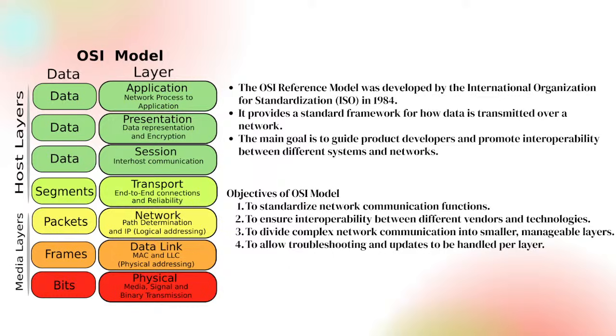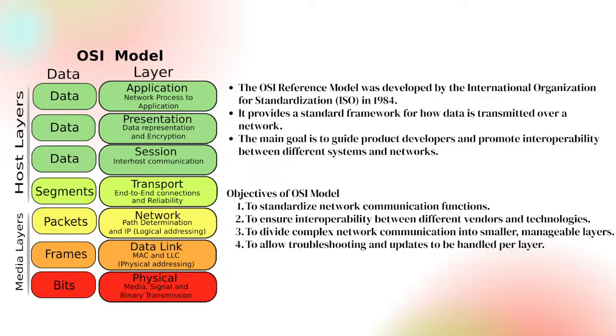Okay. So here these four are the major objectives. It means to standardize the network communication function. Standardizing network communication means different protocols are there, different layers are there. Accordingly, it will be standardized. To ensure interoperability means the interconnection, or that information can be moved from one part to another, that is interoperability, right? Or the smooth functioning of the data at the same time with different vendors and technologies.